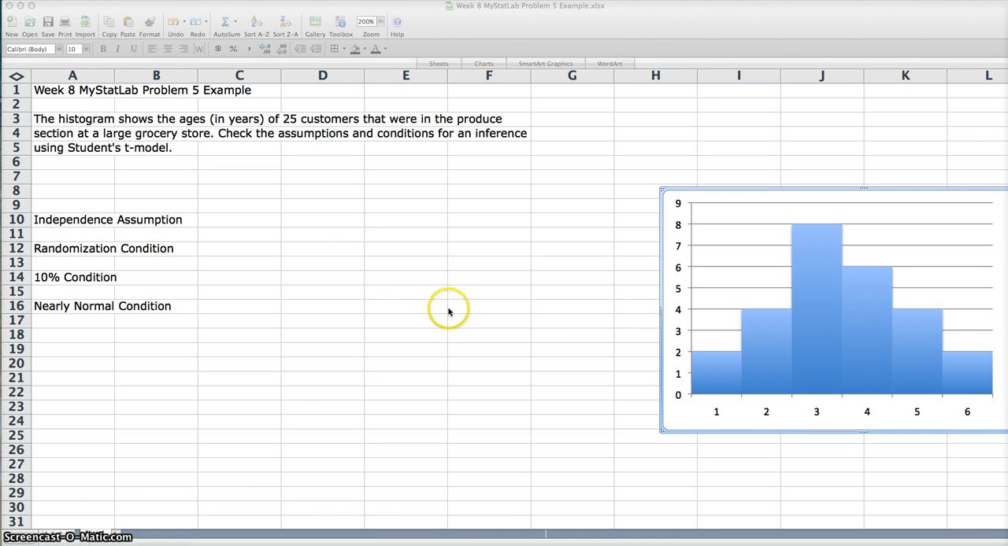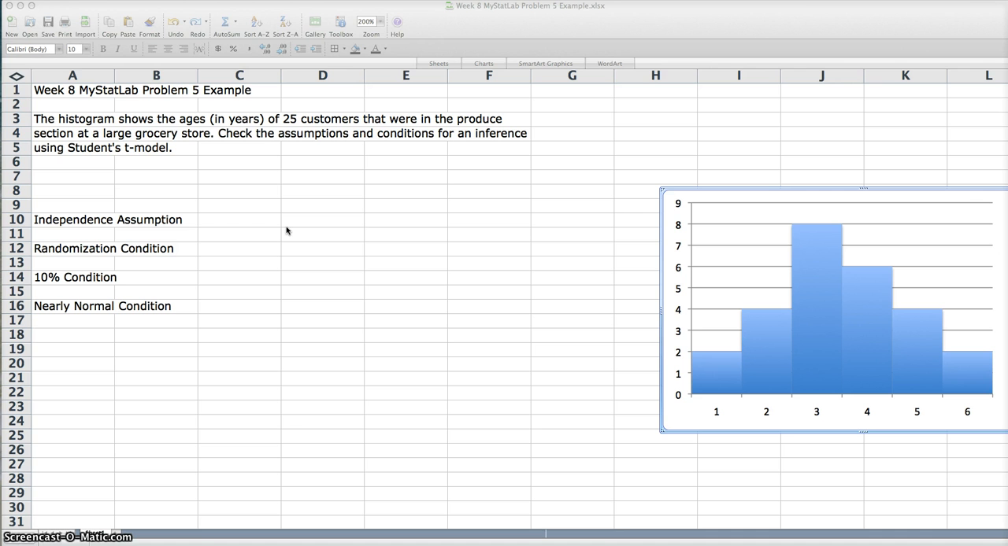Well, here's our histogram, not quite as pretty as the one in your MyStatLab homework, but I did it really quick. And the shape is more of what we're looking at than anything else. And we're going to go through our four assumptions and conditions here and just take a look at those and use the histogram for part of that also. So let's go ahead and look, and we'll start with our first assumption, the independence assumption.